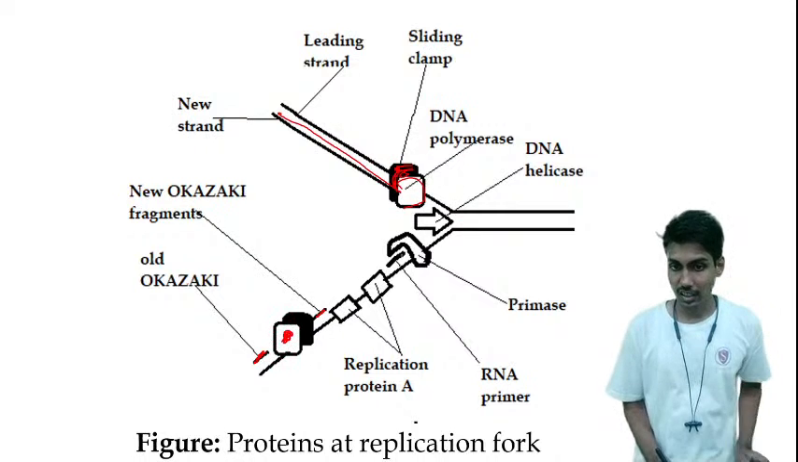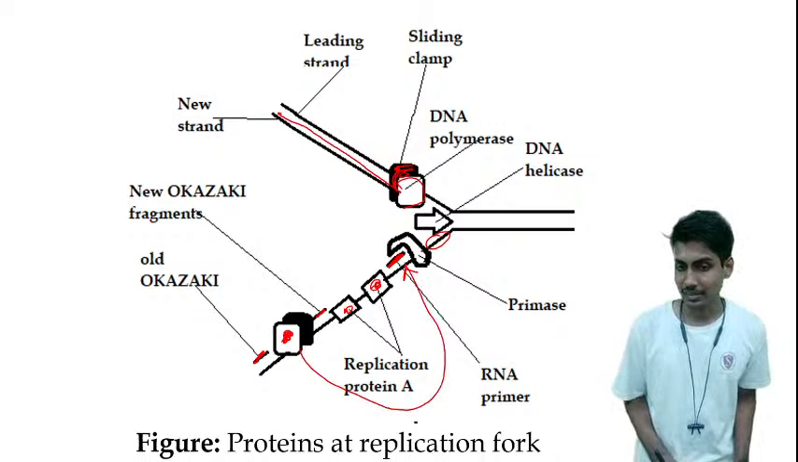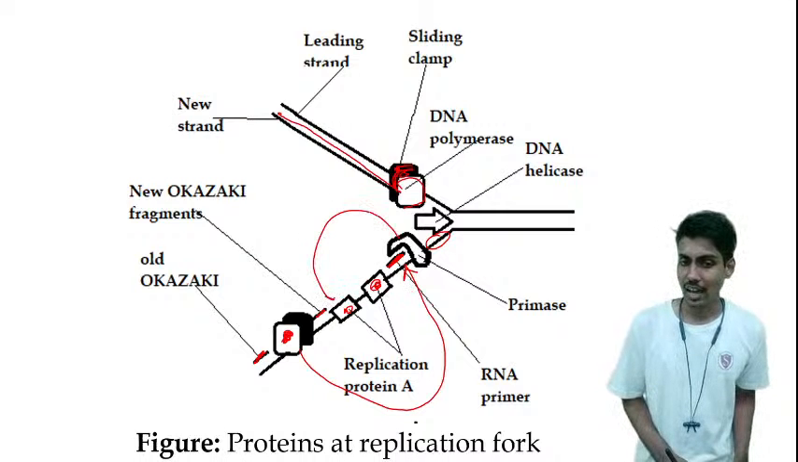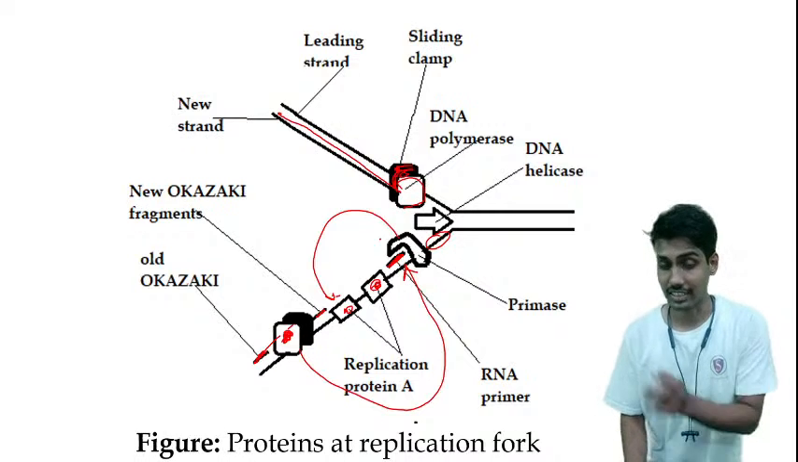Before that, as this newer strand got exposed, the single stranded binding proteins immediately attach to it, and the RNA primase is synthesizing the RNA primers on it. Now what will happen next? This entire DNA polymerase will shift from here to this point, and this primase will get displaced. So this is how this entire cycle will happen, and this entire lagging strand also gets the DNA strand synthesized.